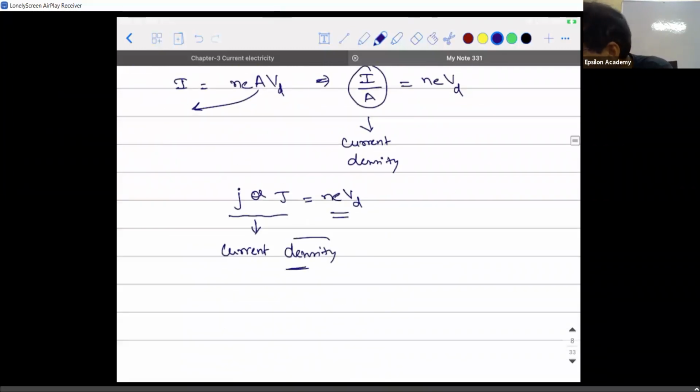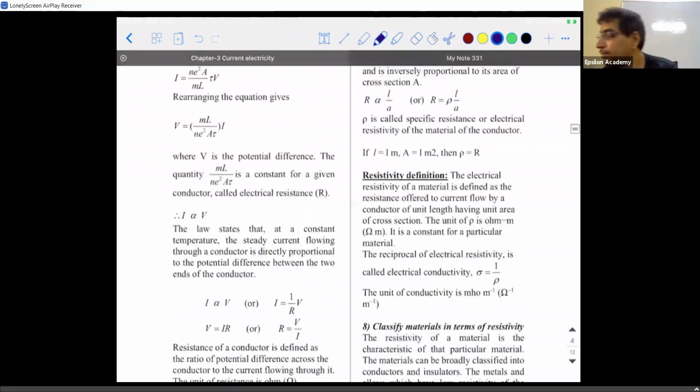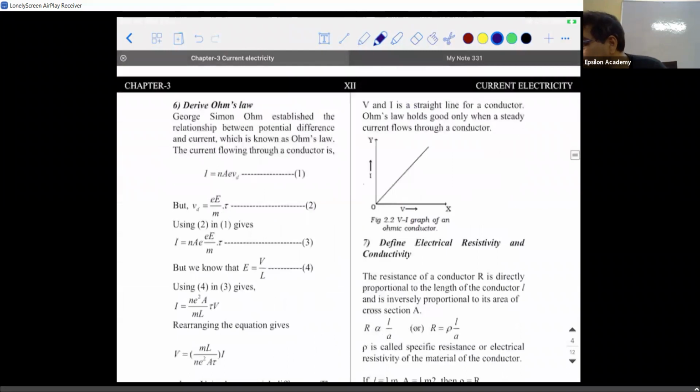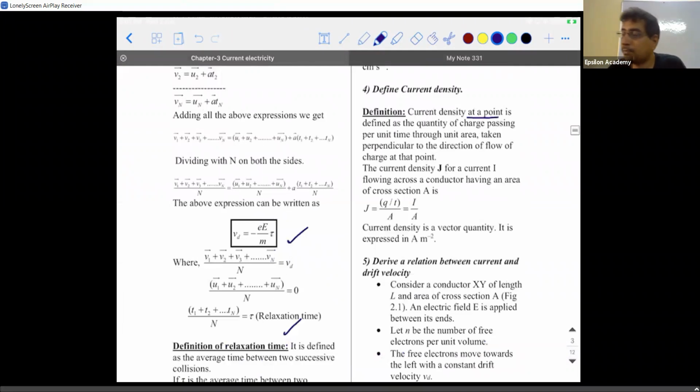Current density, right? So we are going to start with current density. Write down the definition for it. It is like this. Current density is defined at a point. Basically, it is the quantity of charge passing per unit time, which is nothing but electric current, through a unit area. That is, the amount of current flowing per unit area is what they are calling current density.